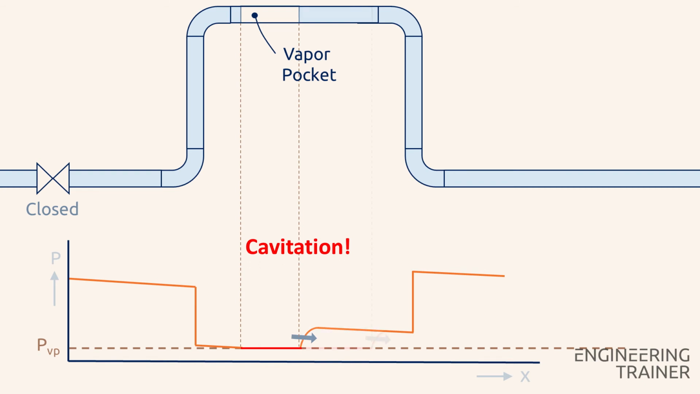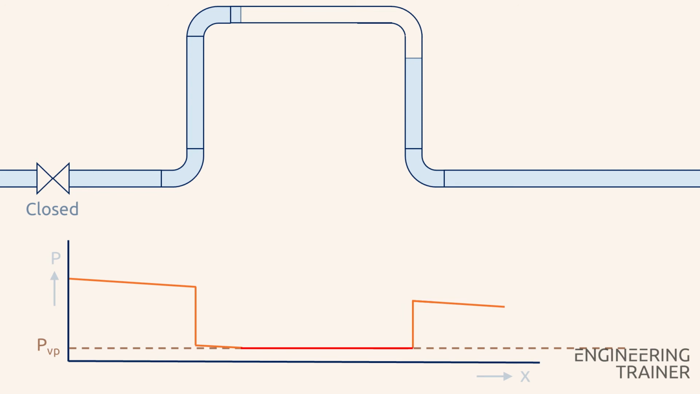This vapor pocket grows as more locations reach the vapor pressure. The vapor pocket causes column separation, as we now have two separate water columns in the system. Once the pressure stabilizes and a compression wave returns towards the valve, the vapor pocket reduces in size as vapor is now quickly converted back into liquid.